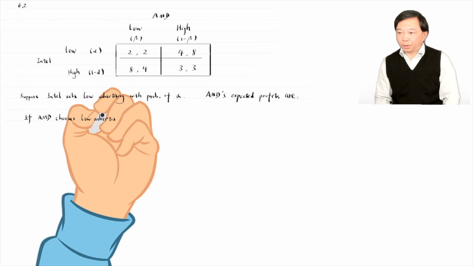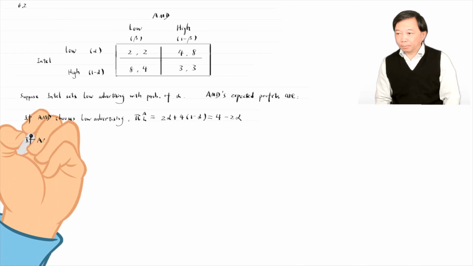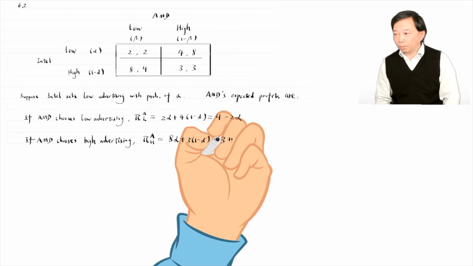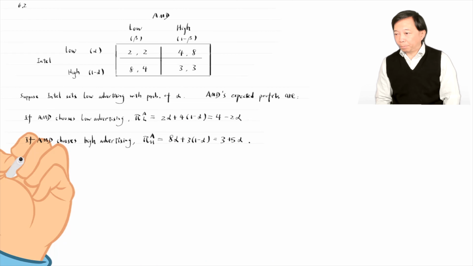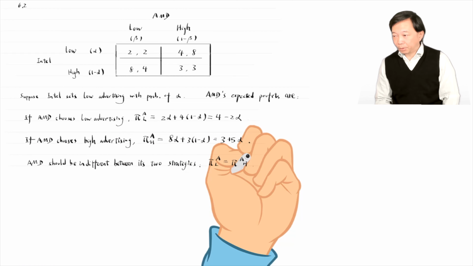If AMD chooses low advertising, its expected profit equals the profit in each situation times the probability of that situation. That is 4 minus 2 times alpha. If AMD chooses high advertising, its expected profit is 3 plus 5 times alpha. AMD should be indifferent between its two strategies. Otherwise, it will choose one strategy with certainty, and then Intel will respond with certainty. Only when the two expected profits are the same can a mixed strategy Nash equilibrium exist.